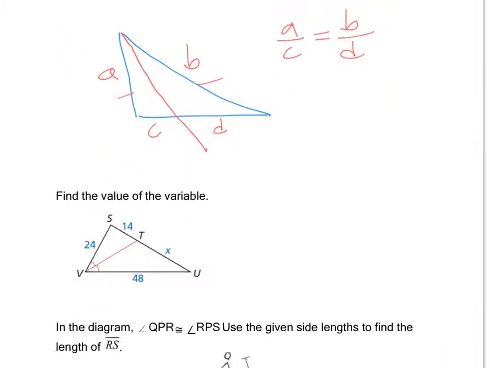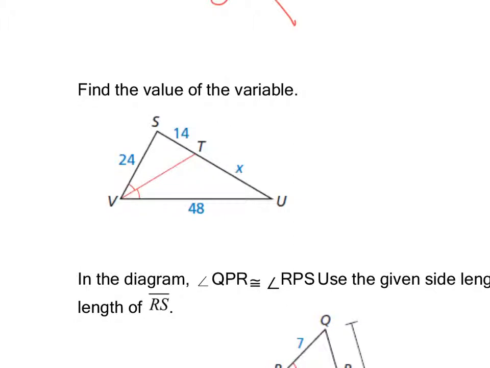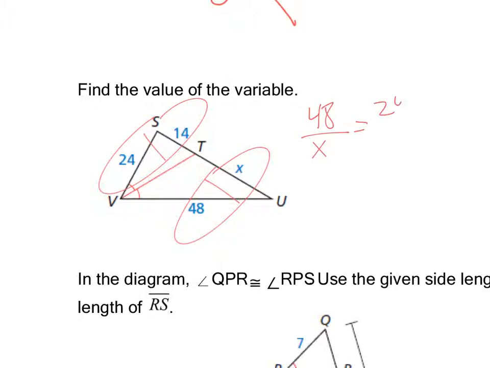Let's try it out. Okay? So here we have a triangle, and we've got two pieces, and we're going to connect these two pieces and these two pieces. Those are going to be our fraction, okay? So we got 48 over x equals, because the side matches with the piece, so match the side with the piece, 24 over 14. Now, if you want to flip those around, x over 48 equals 14 over 24.